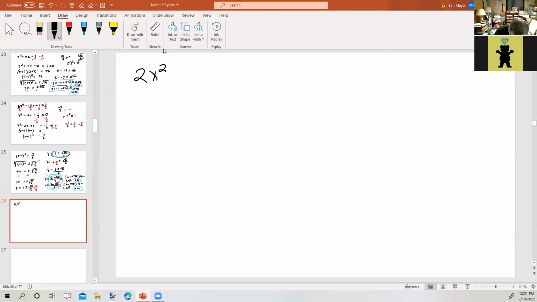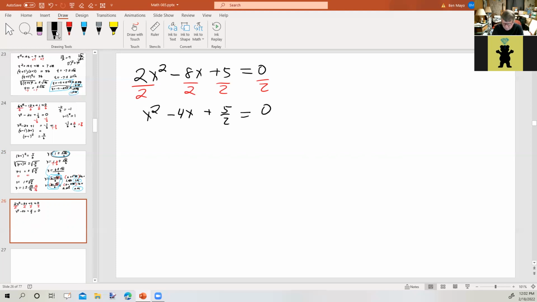2x squared minus 8x plus 5 equals 0. My leading coefficient is not a 1, so I'm going to divide each term by whatever it is, in this case a 2. I get x squared minus 4x plus 5 halves equals 0. Then I move the constant over, and I get x squared minus 4x equals negative 5 halves.